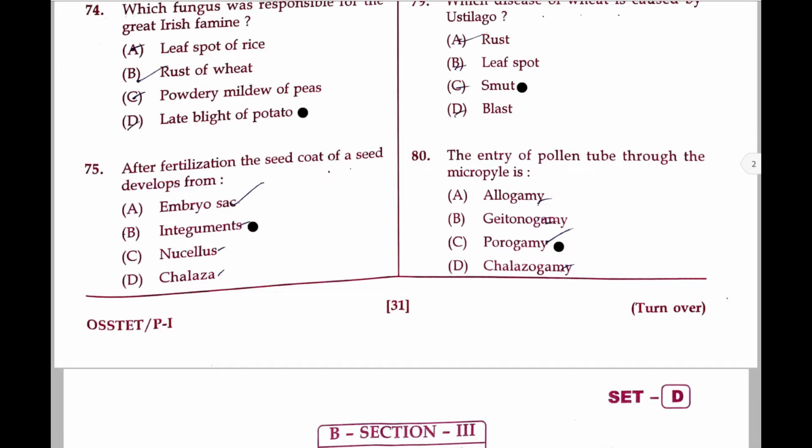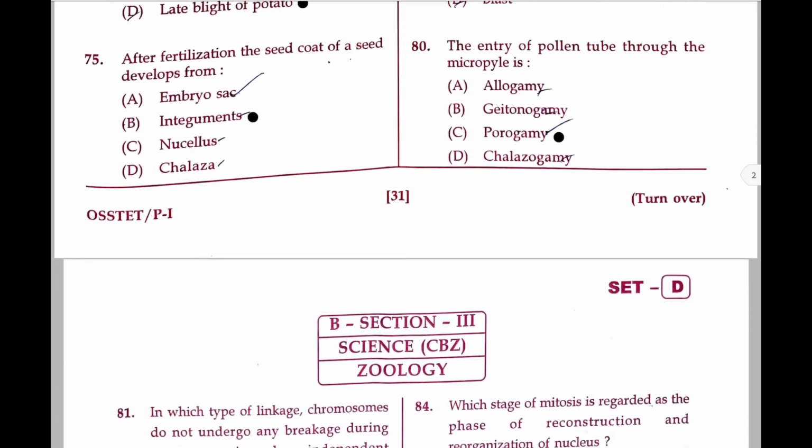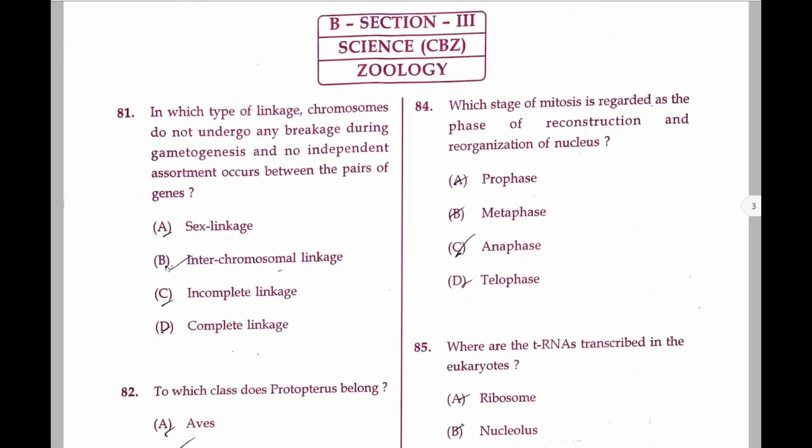Most of the questions are also described in my videos in the past. You can find the entry of pollen tube through the micropyle in my sexual reproduction in flowering plants playlist. There I have discussed this porogamy, so you can refer to it. Then we will discuss the zoology section.